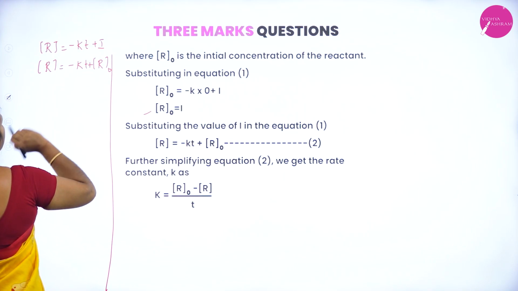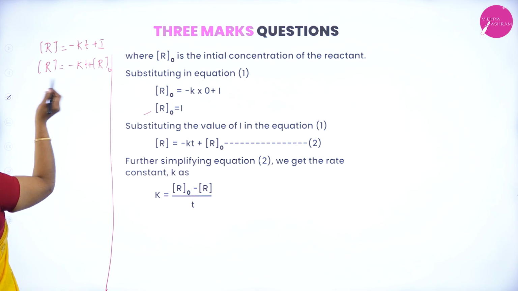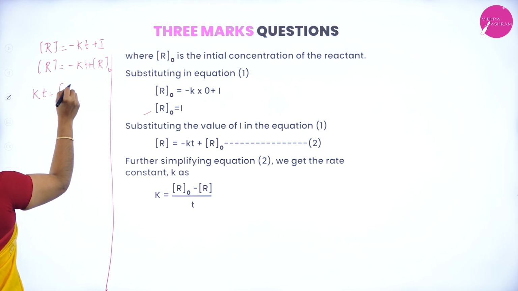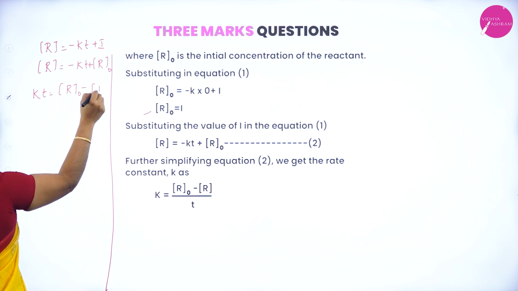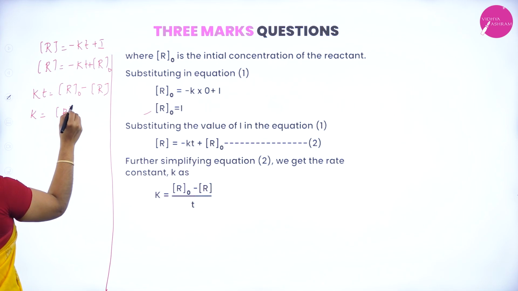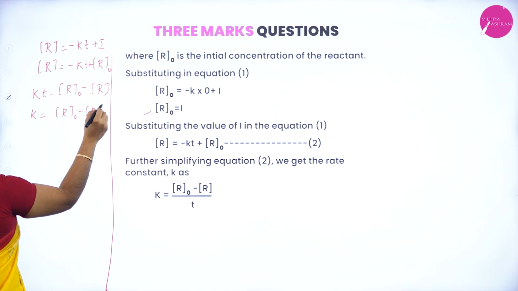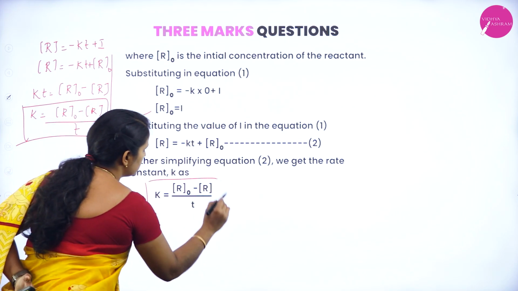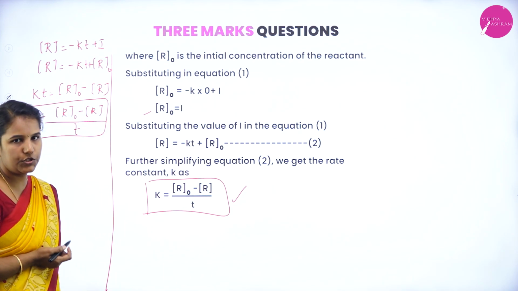naught. Correct? Now, I will take the KT outside. It will become a plus KT. So, concentration of R naught minus concentration of R. I can keep this as K equal to concentration of R naught minus concentration of R, divided by T. This is for a zero order reaction.